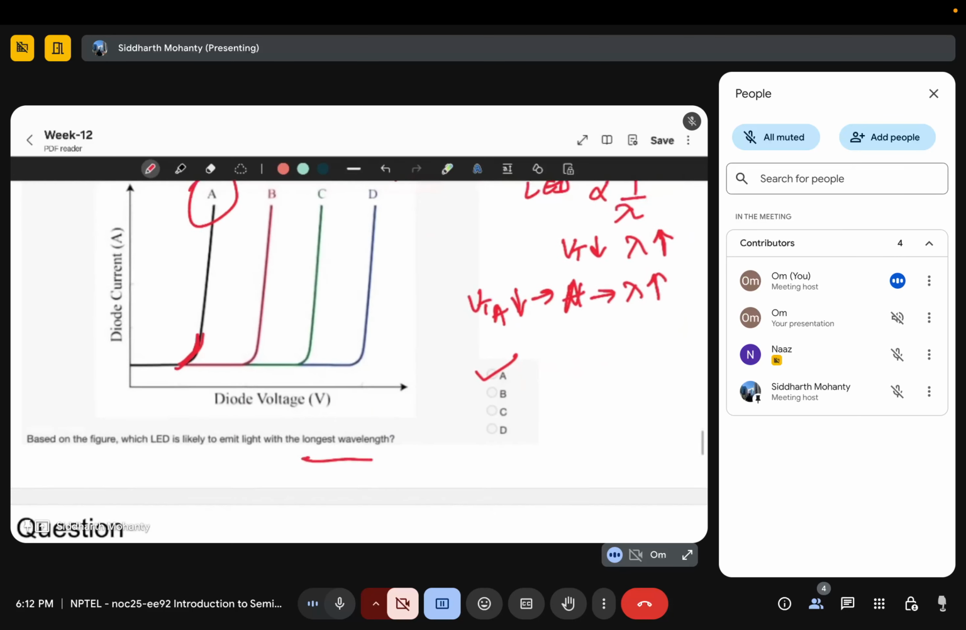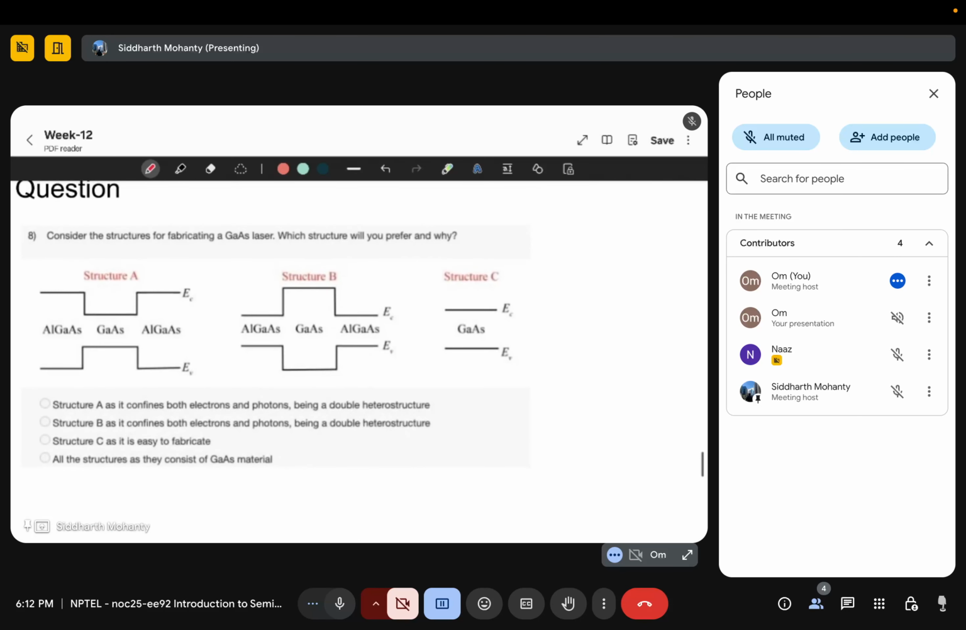All right, let's see the next one. Consider the structures for fabricating gallium arsenide laser. Which structure will you prefer and why? We have seen this in the revision.